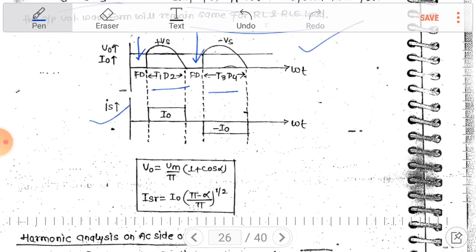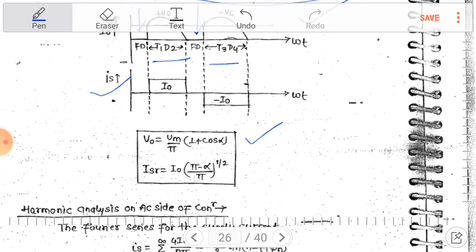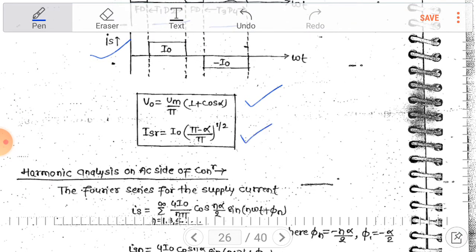This is the source current waveform. V output equals Vm by pi (1 plus cos alpha), here with no effect of back EMF, and the source current RMS is I output times (pi minus alpha divided by pi) to the power 1 by 2, because in a half cycle it is conducting for pi minus alpha and the total time period is pi.